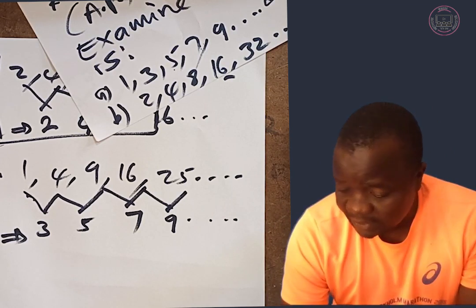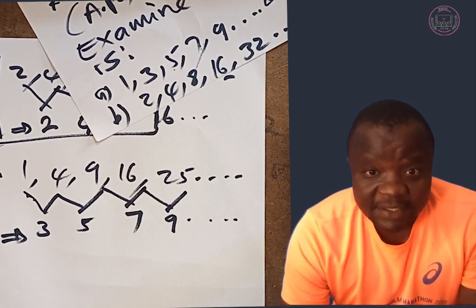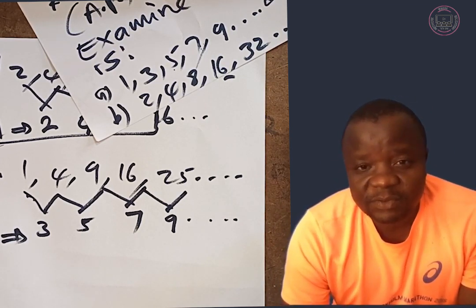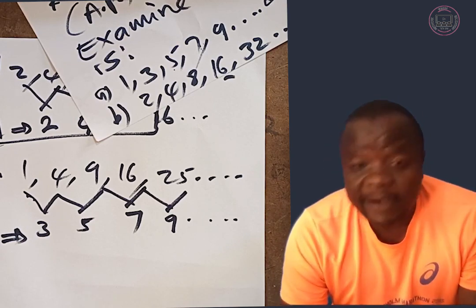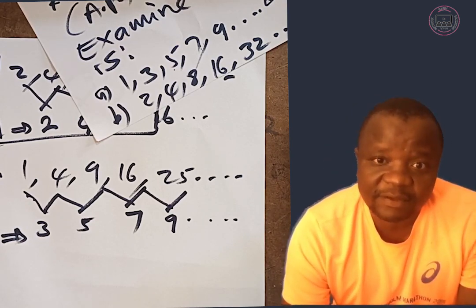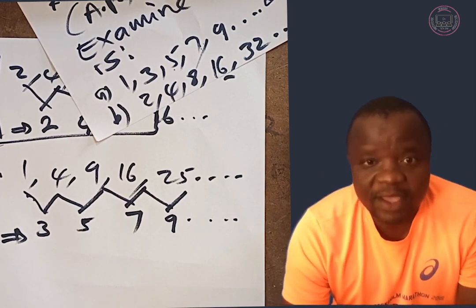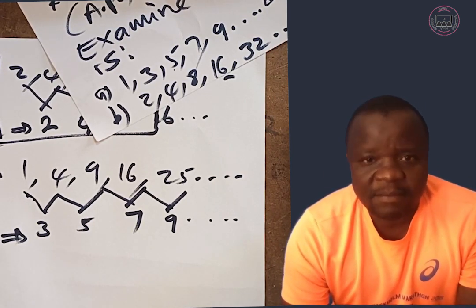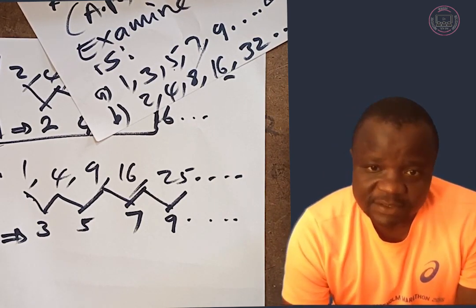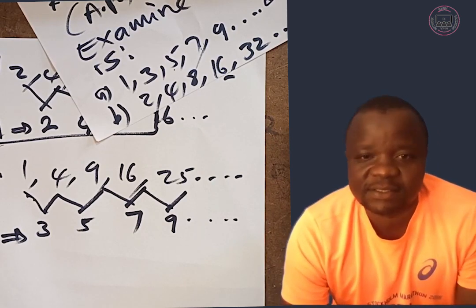Now, we see that this sequence is still not progressing arithmetically, because the value that should be fixed is varying. Though we have a common difference, yes, it's there, but this common difference is not constant, it's not fixed.